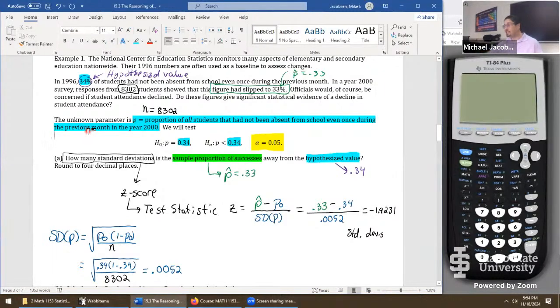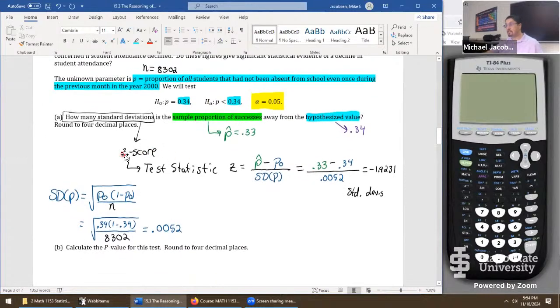So the way we start testing these hypotheses at the significance level alpha is we do another z-score essentially. The z-score is going to measure the number of standard deviations the statistic p hat is away from the hypothesized value, 34%. So we calculate it this way. Even though it's officially called the test statistic, it is still a z-score. It's measuring the number of standard deviations.